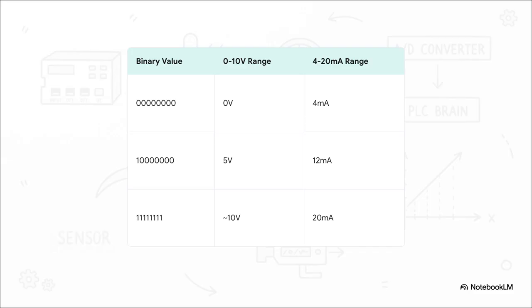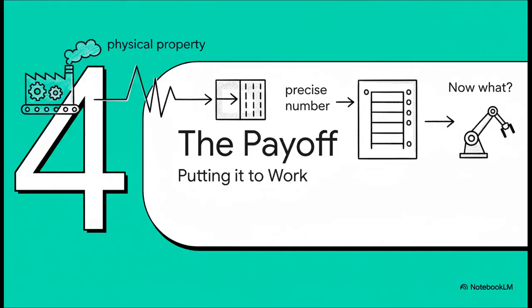And this is where the signal range becomes absolutely critical. We have to tell the PLC's input module what kind of signal to expect. Are we sending it a voltage from 0 up to 10 volts? Or maybe it's a current signal from 4 to 20 milliamps. Now look at the table. Our number, 10000000, which is exactly halfway, suddenly has a specific meaning. If we've set the range to 0 to 10 volts, it means 5 volts. But if we're using that 4 to 20 milliamp range, it represents 12 milliamps. The range is what provides the context that turns a raw number into useful information.